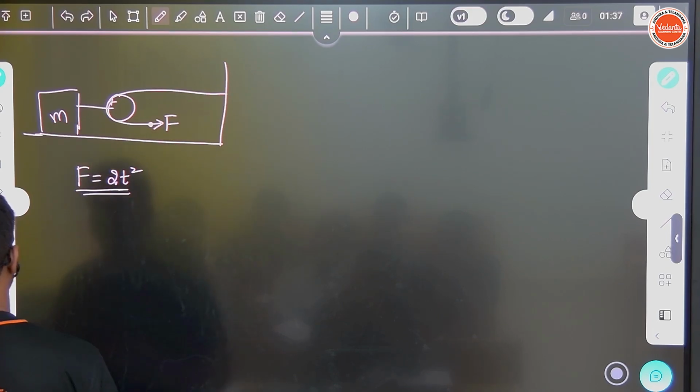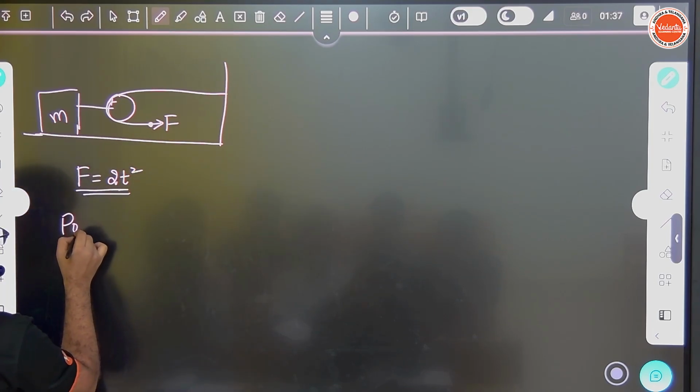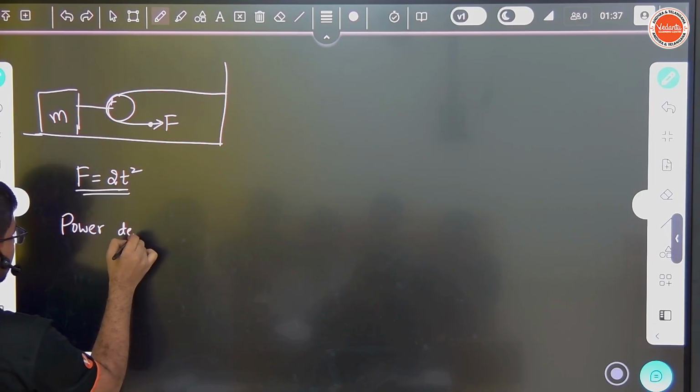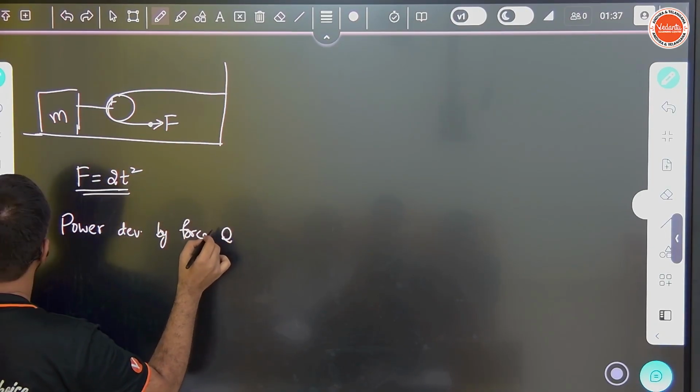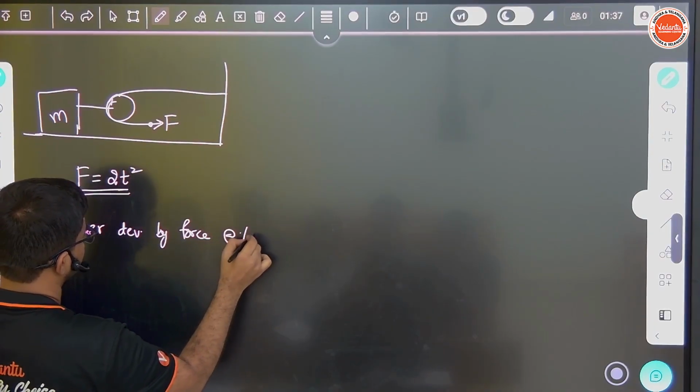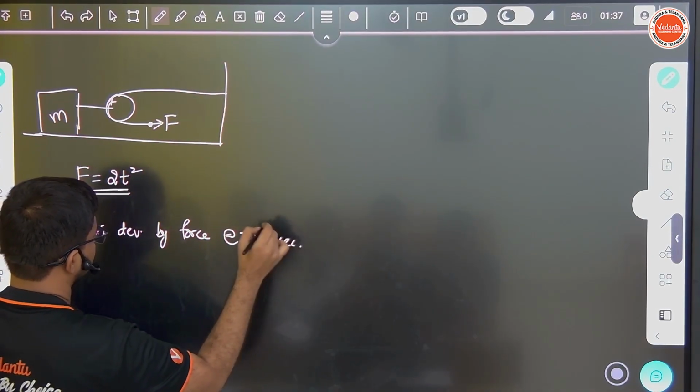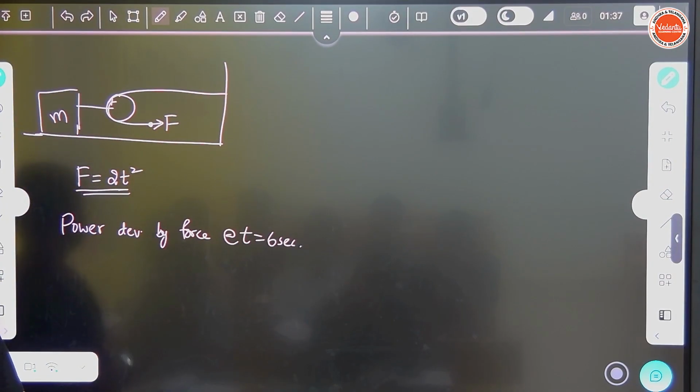Now I need power developed by force at t is equal to 6 seconds. Understood the question? Assume that there is no friction anywhere, and we need to calculate this power developed by this particular force over here, right?